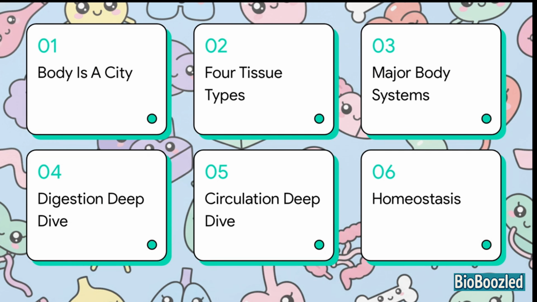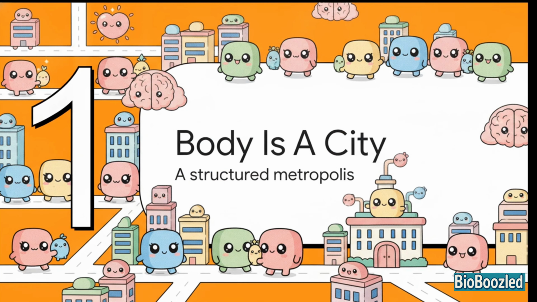So here is our roadmap for today's explainer. We'll start with a core metaphor. Your body is a city. Then we'll cover the 4 tissue types, the major body systems, take a deep dive into digestion, another deep dive into circulation, and we'll wrap it all up with homeostasis. Let's get right into section 1.